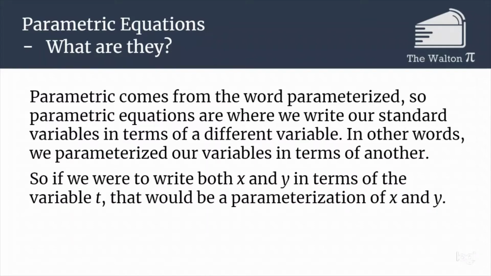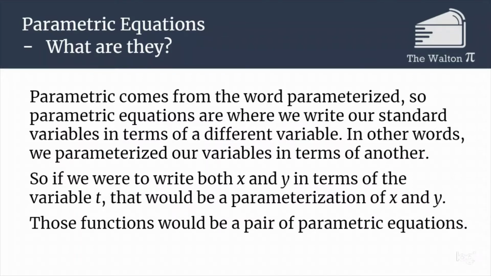So if we were able to write both x and y in terms of the variable t, that would be one parameterization of x and y. It wouldn't be the only one, but it would be a parameterization. And so that's usually what we care about. We just care about what is one way to write this curve. And so if we have a pair of functions, so we have like x as a function of t and y as a function of t, that would be a pair of parametric equations.